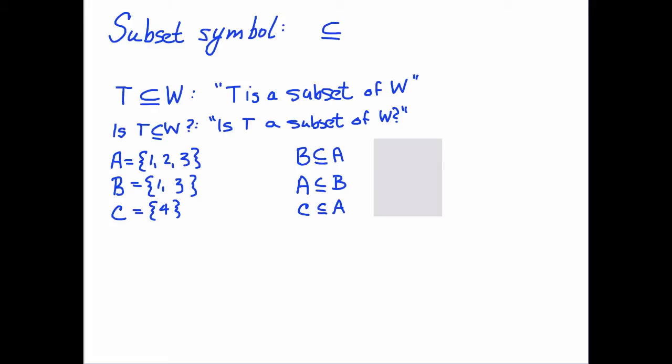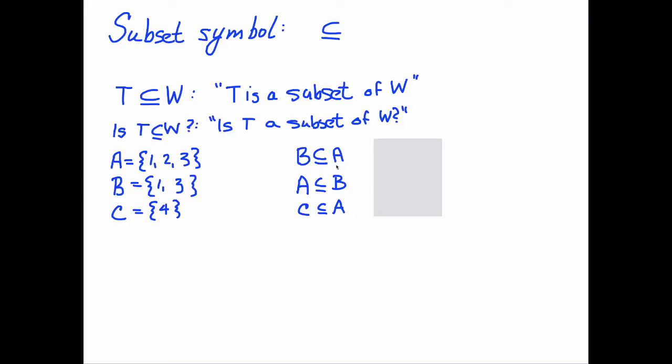We use the subset symbol that looks like this to indicate that one set is a subset of another, or to ask a question about that. So we could use this notation in the following way. If we write T is a subset of W, we could be saying T is a subset of W, or we could ask a question: Is T a subset of W? In other words, take a look at set T, take a look at set W, and determine if T is a subset of W.